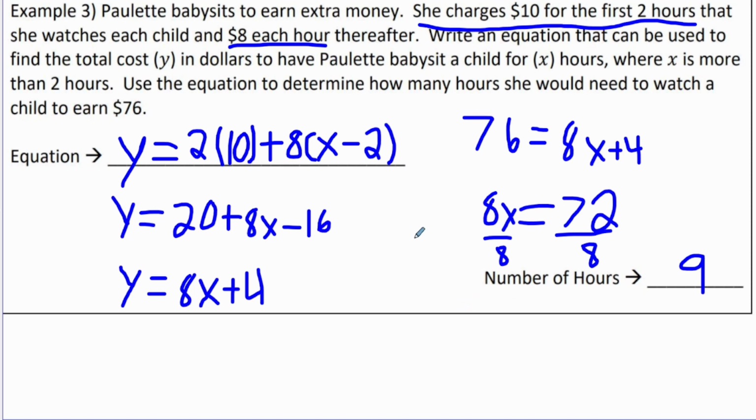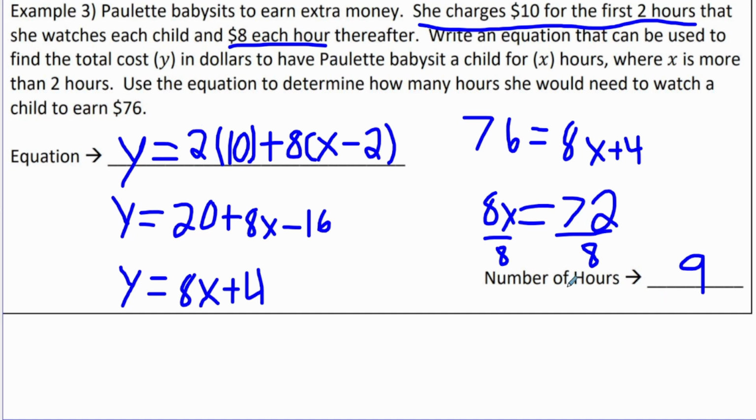So that one was a little bit trickier, but hopefully you're able to see. Read in the prompt, she charges $10 for each of the first 2 hours, written right here, and then $8 for every hour after 2. So 2 less than the total number of hours watched. So 8 times the quantity x minus 2. We then just distributed and simplified, plugged in 76 to solve the second part of our equation.